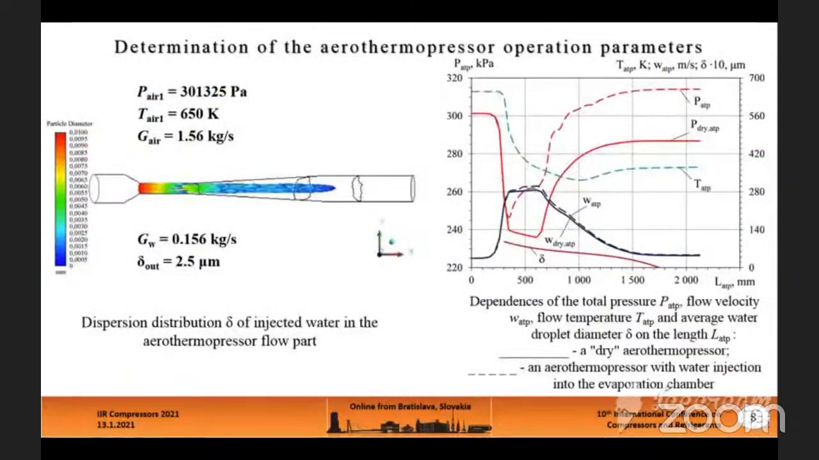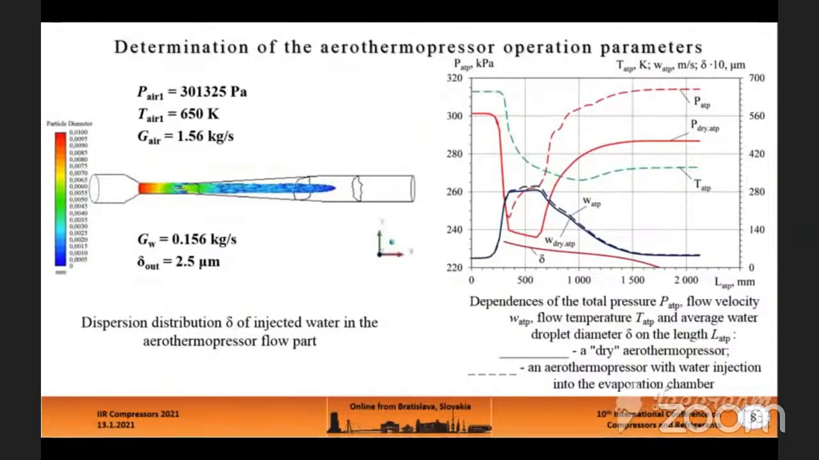The distribution of dispersion of water which is spread in the flow path of the IIR thermopressor is shown on this slide. You can see the dispersion of water droplets at the evaporation chamber inlet. It was in accordance with the characteristic of the nozzle. It's 15 microns.